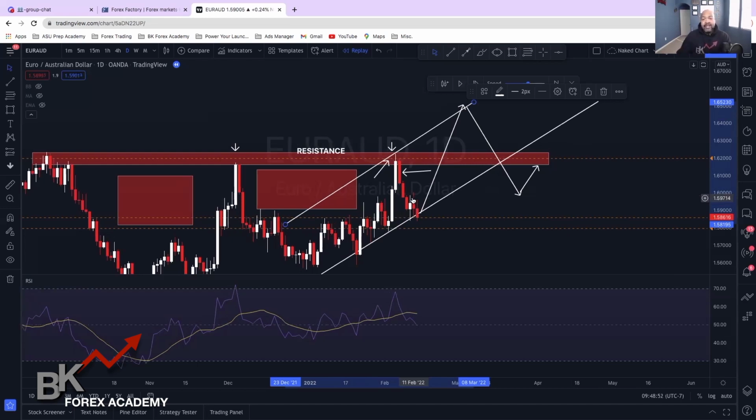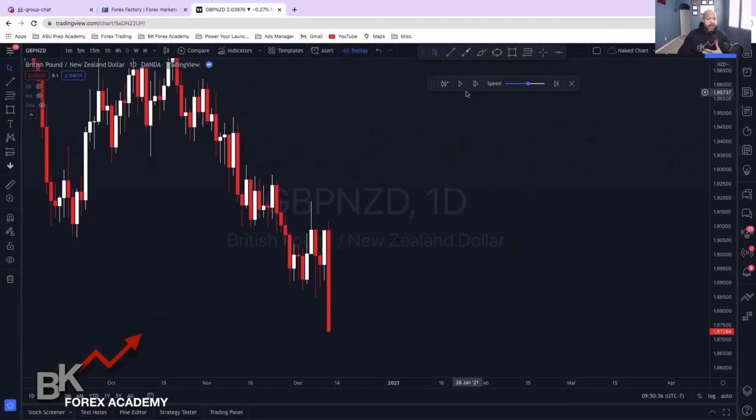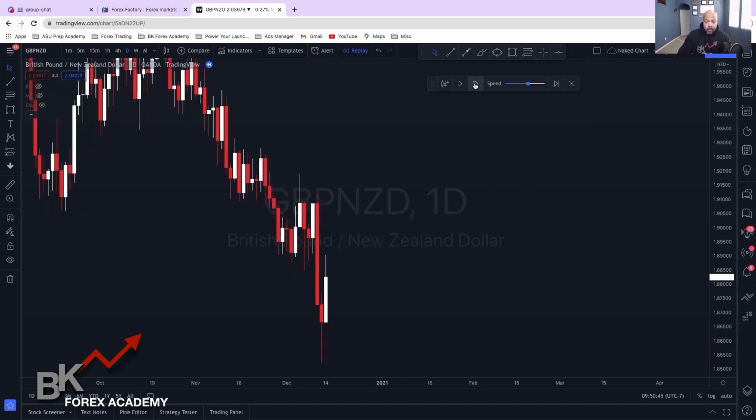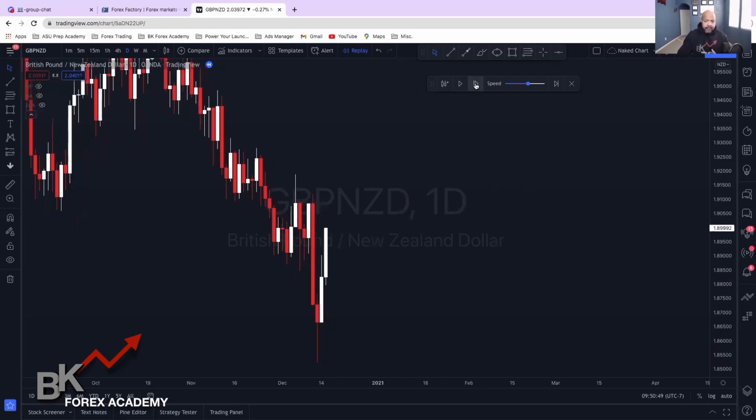And then let's go ahead and look at a double bottom. Same thing, but in reverse. But let's check that out. Okay, so now I'm on a daily GBP NZD. I'm going to go ahead and hit play right here. And then we see price hitting this low here. We see a strong wick rejection, which always shows that price will reverse.